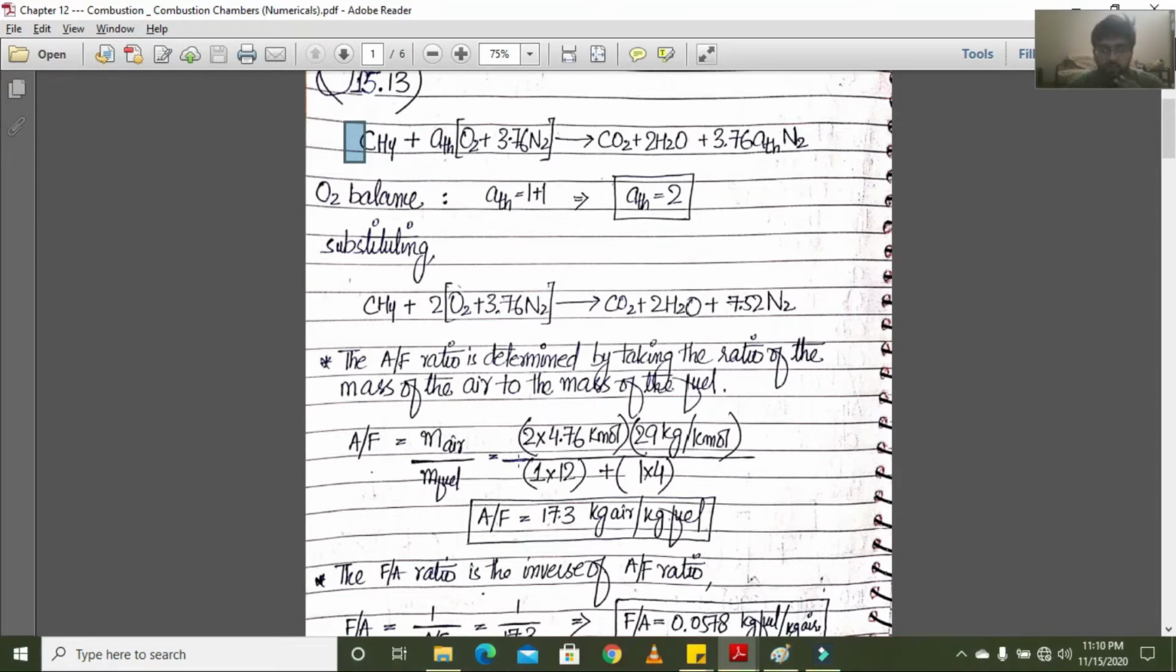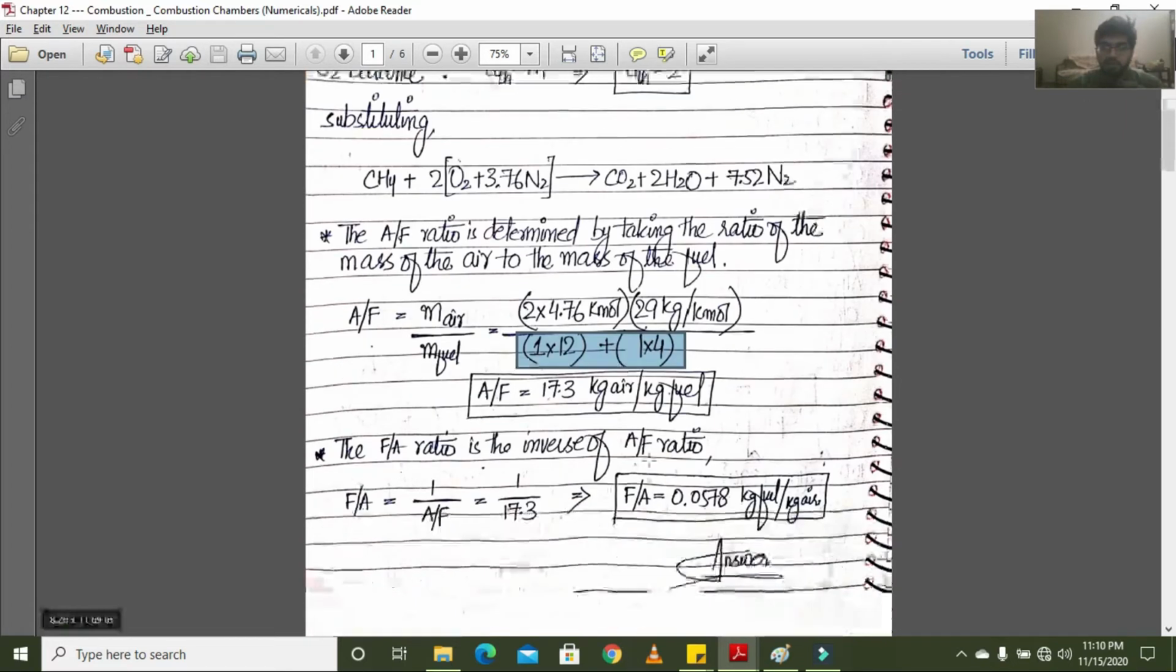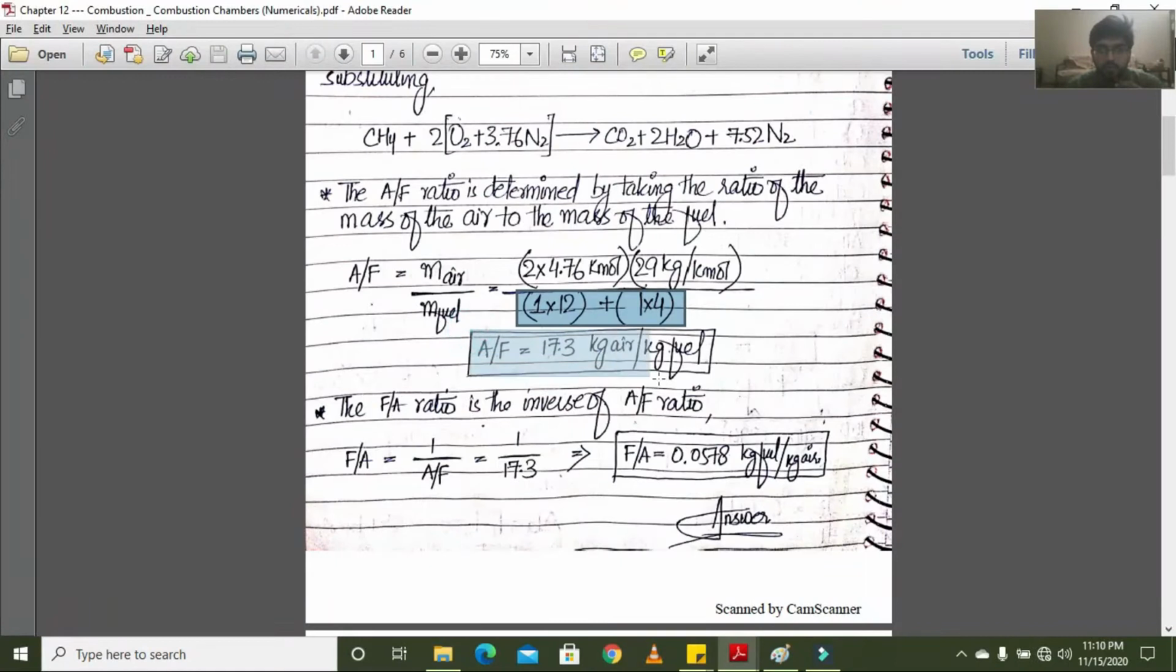All we need to do is calculate the molecular mass of the fuel, which is, since we had 1 atom of carbon, 1 multiplied by carbon plus 4 atoms of hydrogen. So 1 multiplied by 1 is the molecular mass of hydrogen and 4 is the number of atoms. When we calculate it, we will get the value of the air fuel ratio, and it is coming out to be 17.3 kilograms of air per kilograms of fuel.